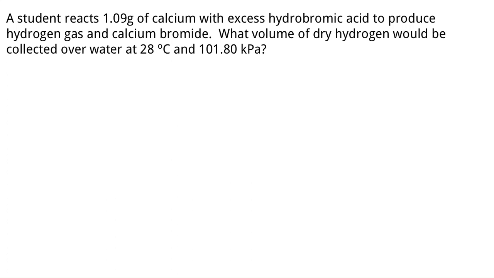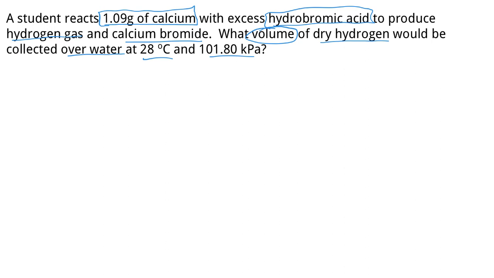In this video, we're going to take a look at an example of a stoichiometry problem involving the ideal gas law. So in this problem, we've got a student that reacts 1.09 grams of calcium with excess hydrobromic acid to produce hydrogen gas and calcium bromide. We want to know what volume of dry hydrogen gas would be collected over water at 28 degrees Celsius and 101.8 kPa. Okay, so let's start with our steps in stoichiometry and work through this problem.